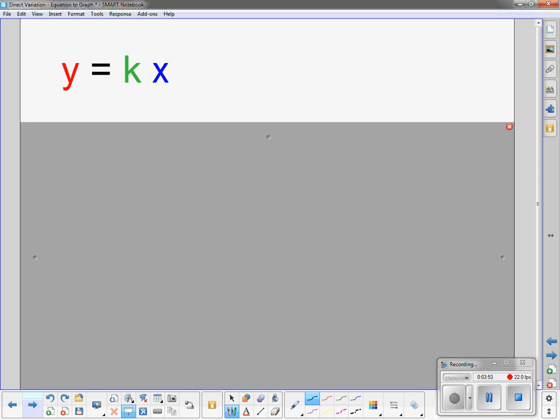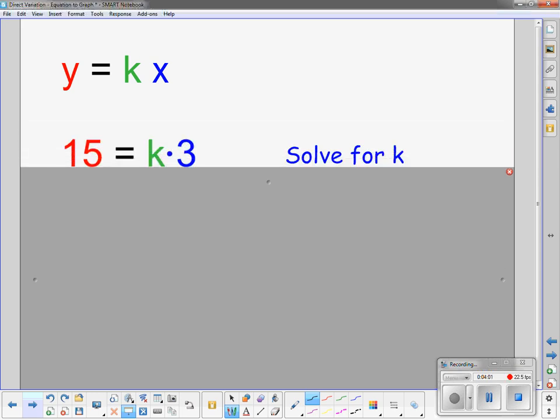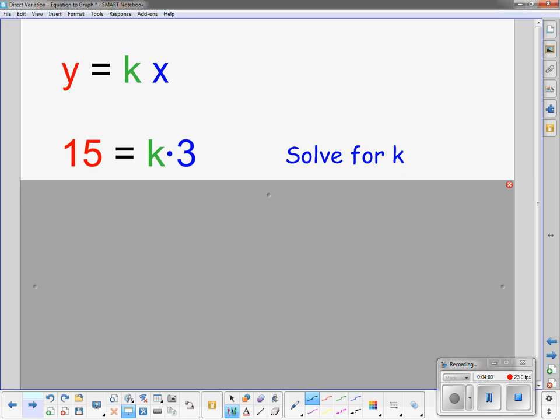Now, as we come to this next example, again, we're focusing on the direct variation equation y equals kx, but in this example, we don't get k. They don't give k to us. They give everything else to us except for k, or except for the constant. So it's up to us to figure out what the constant is.